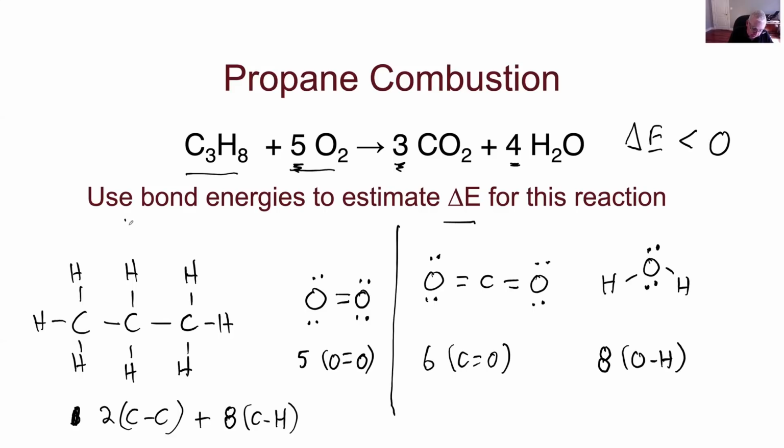Over here, I'm breaking. My little line to divide my products and reactants didn't really help. And over here, I'm making bonds, okay? That says, again, energy is going in to break the bonds from the reactants. Energy is coming out to form the bonds in the products. So let's now do the calculation.